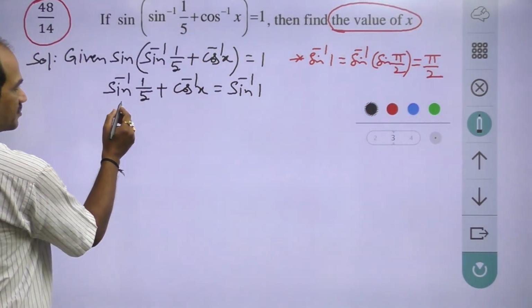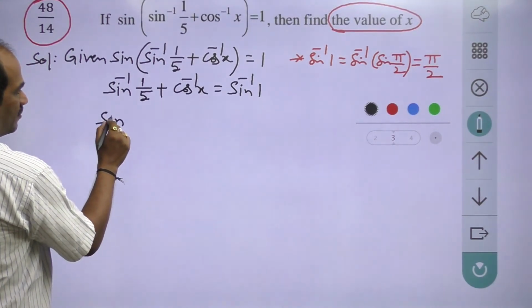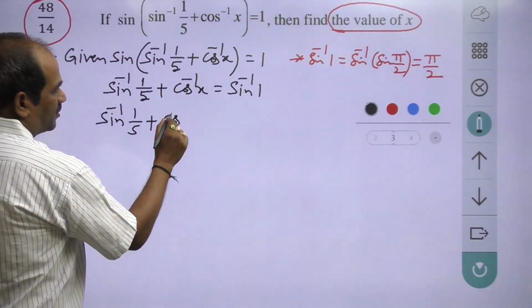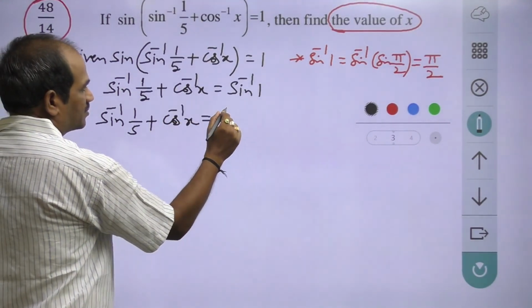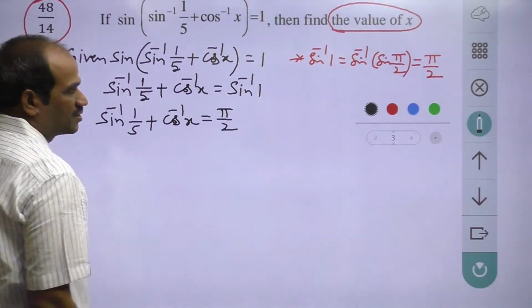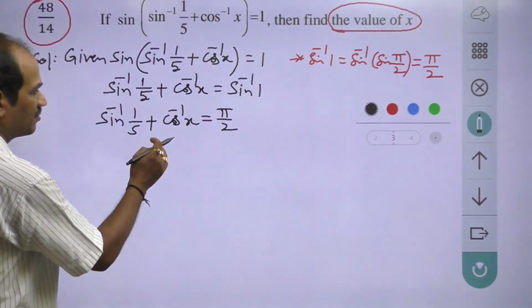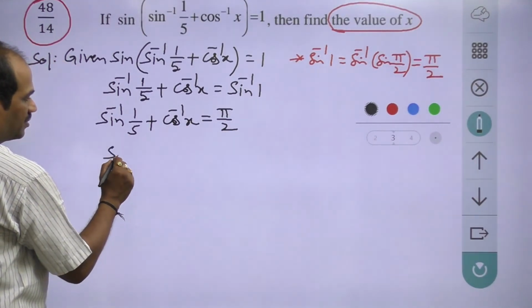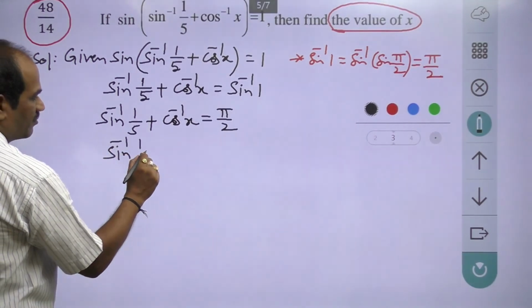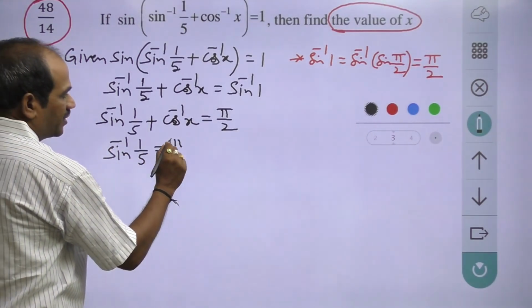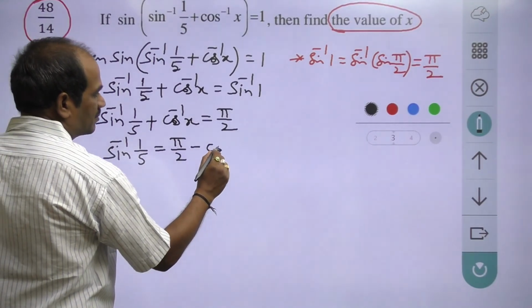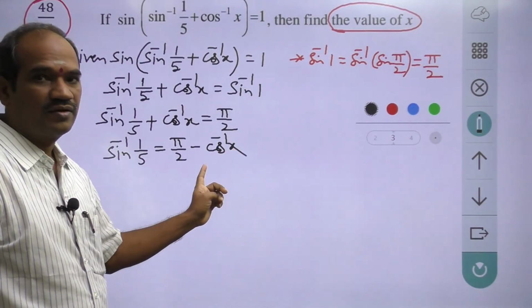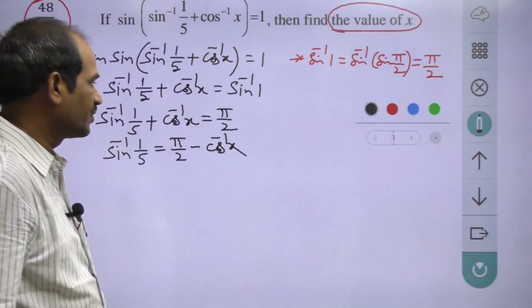So sin inverse of 1 by 5 plus cos inverse of x is equal to pi by 2. Taking cos inverse x to the other side, sin inverse of 1 by 5 is equal to pi by 2 minus cos inverse of x. Right, this is the formula.